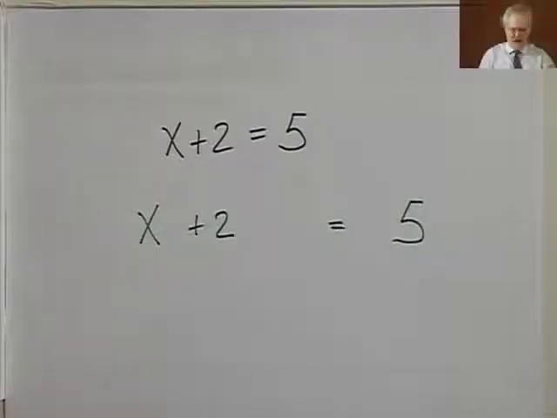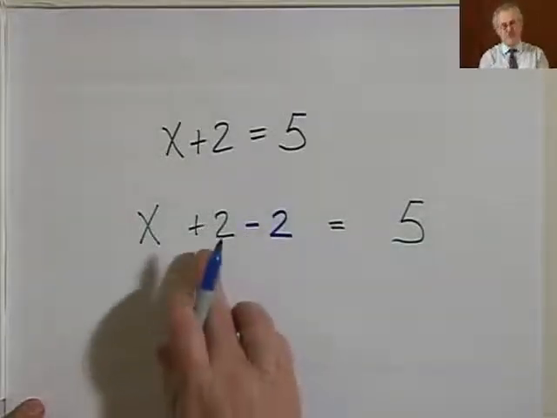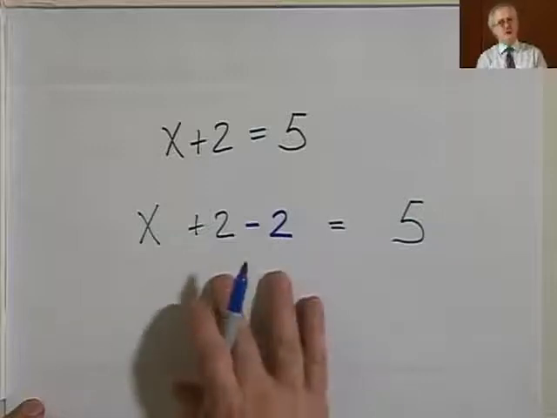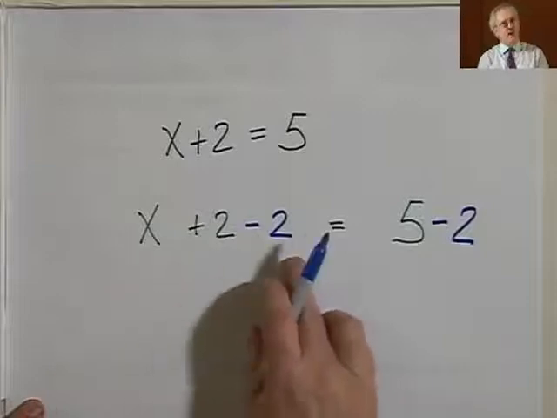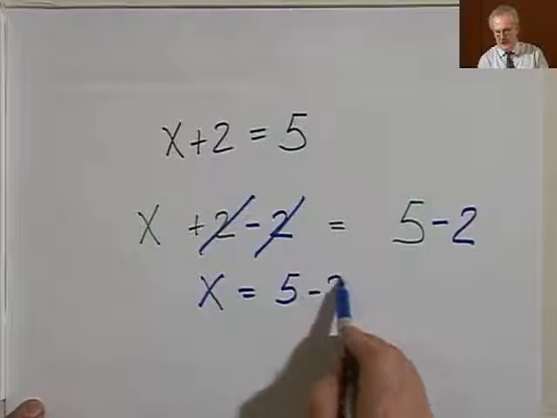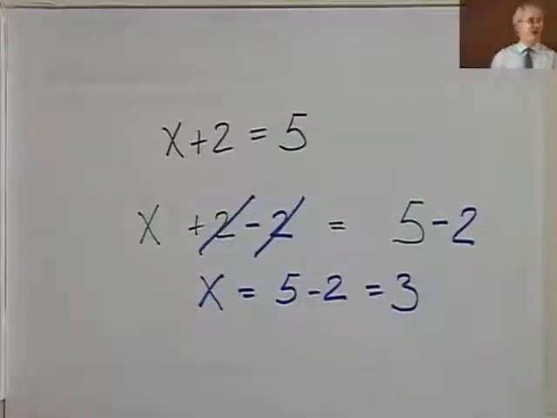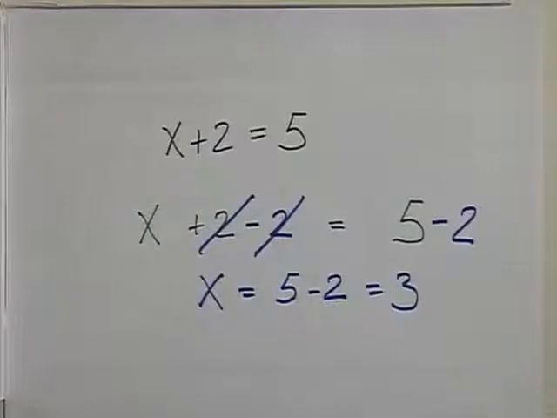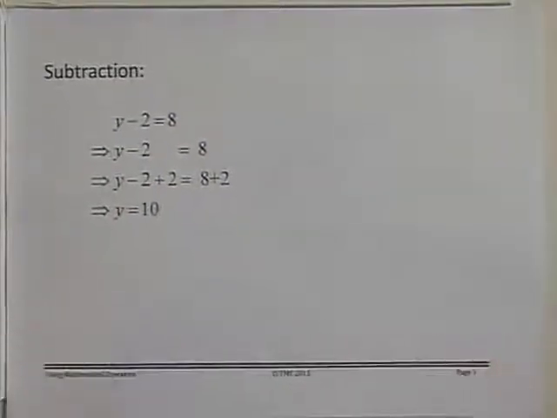So what's the paired operator opposite to plus? Minus. And we say plus 2, minus 2. What we do on one side, we do on the other side. X plus 2 minus 2, they cancel. X is 5 minus 2, and 5 minus 2 is 3. Now, you would have got that quicker, but that's the slow method of doing that. Okay? Now we look at subtraction.